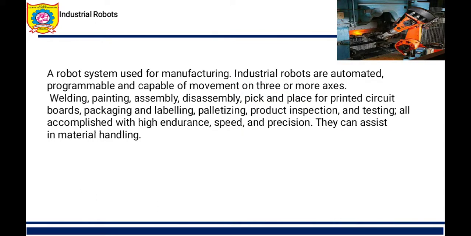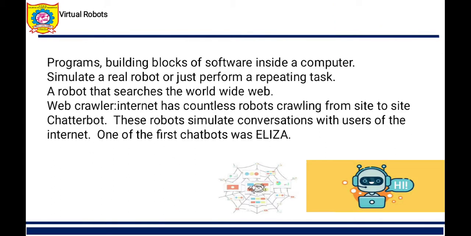You can see a robot is helping in industry also, in that furnace. Robot systems are used for manufacturing, right? Industrial robots are automated and programmable. They are capable of movement along three or more axes also. So what jobs can they do in industry? A few robots can do welding, a few do painting. Different robots are designed for different activities: assembly, disassembly, and to do repetitive tasks. Robots are used in industry for material handling, for transporting material from one place to another.